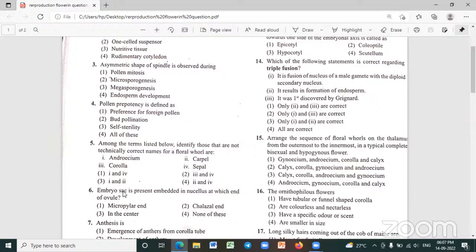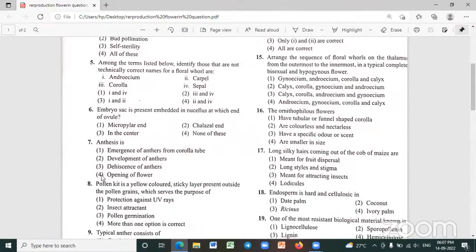Embryo sac, present embedded in the nucellus at which end? Just note it down. This is very, very important. Already I told you, when the pollen grains enter, it is the micropylar end. The micropylar end is the correct answer. Okay, so this is the sixth question.